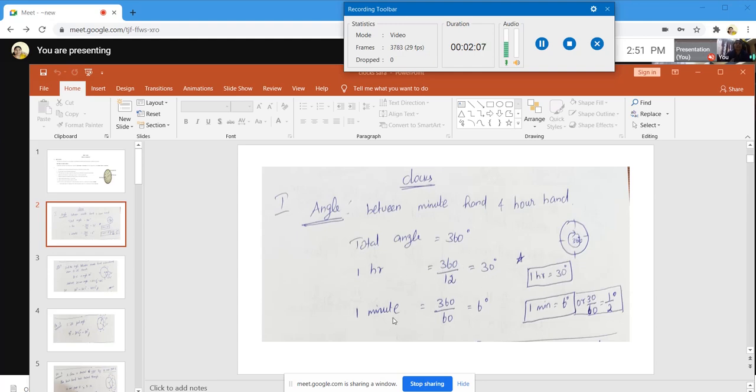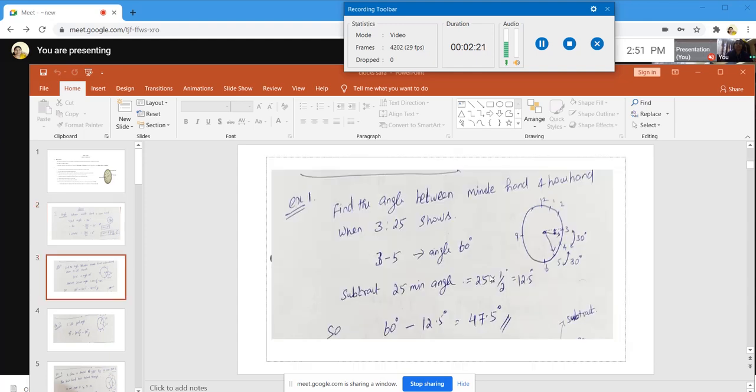Likewise, we can calculate it for 1 minute. So 1 minute is equal to 360 by 60, which is 6 degrees. Or we can write this as 30 by 60, which is half a degree. Okay, so 1 minute is equal to half a degree, and 1 hour is equal to 30 degrees. So we can come to a problem, then you will be clear with the concept.